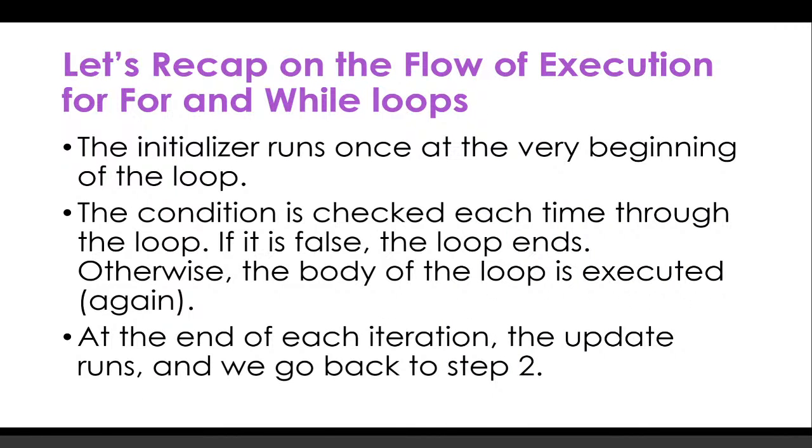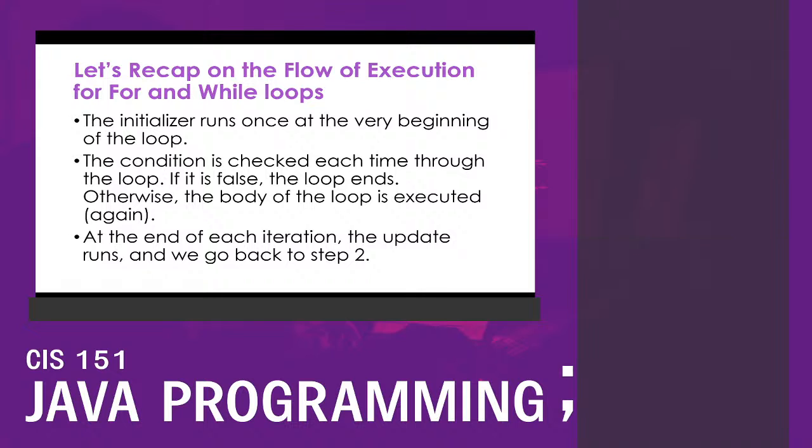But let's run back and explain the flow of execution just one more time of the loops that we just saw before we get into our do while loop, so that we can understand what makes the do while loop different. So when we work with a while loop or a for loop, the initializer runs once at the very beginning of the loop. So we get that loop started. It checks the condition each time through the loop at the top of the loop. So if that condition is true, it executes the code that's inside of the curly braces for said loop. If it's not true, it just moves on to the next thing.